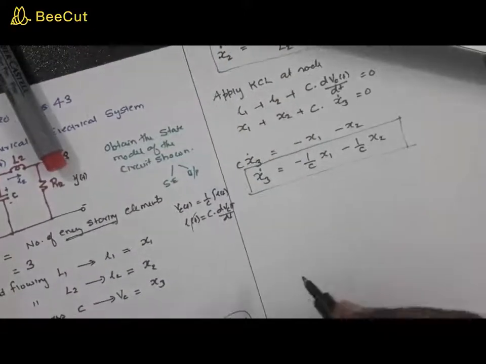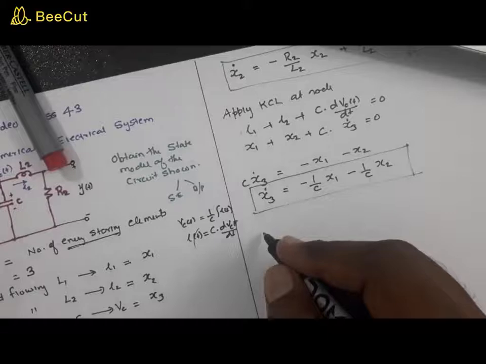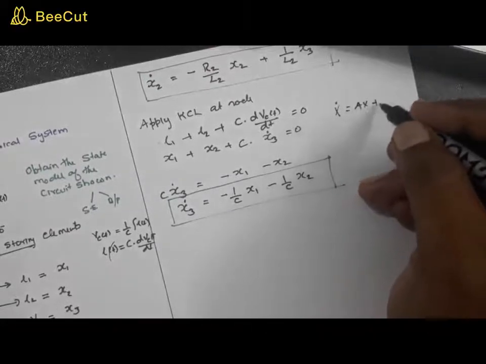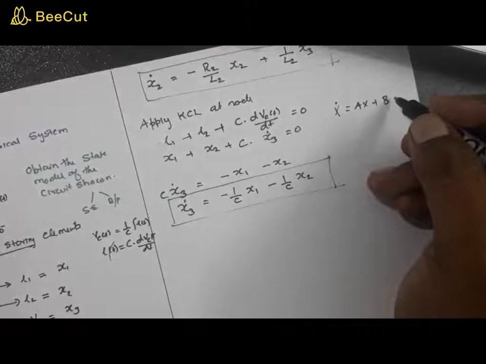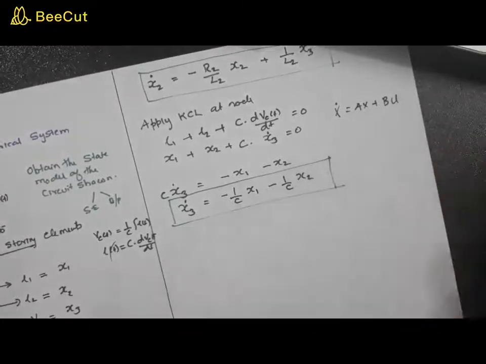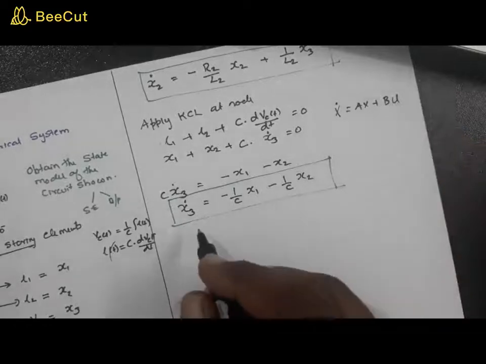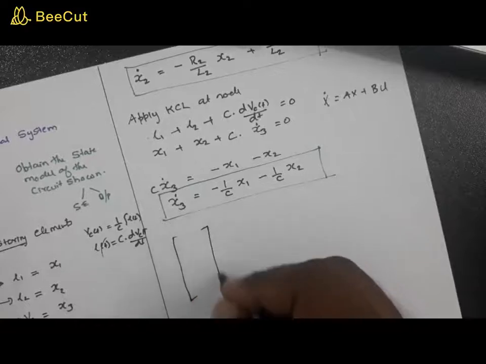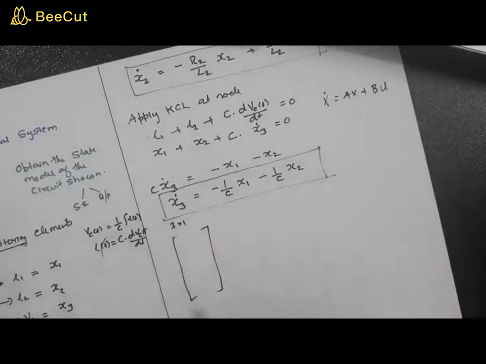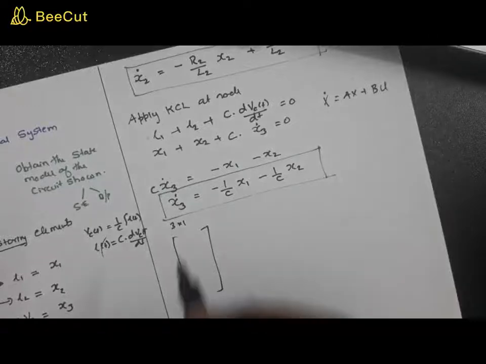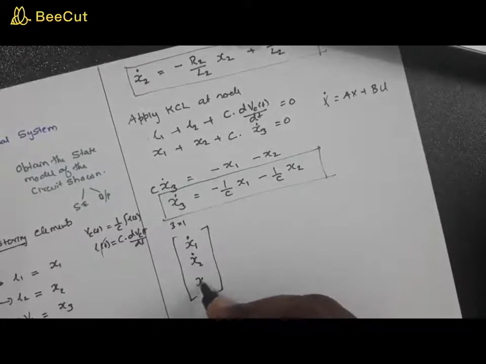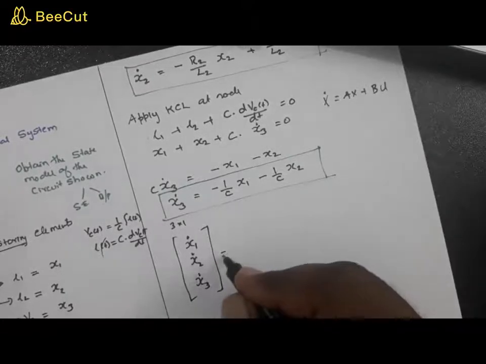Now let us frame up the matrix equation. So what is this state equation? The model of the state equation is x dot is equal to Ax plus Bu, right? So you need to get such a matrix. So you have a 3 into 1 matrix, because there are 3 state variables, so you can have x1 dot, x2 dot and x3 dot. So this is a 3 into 1 matrix.